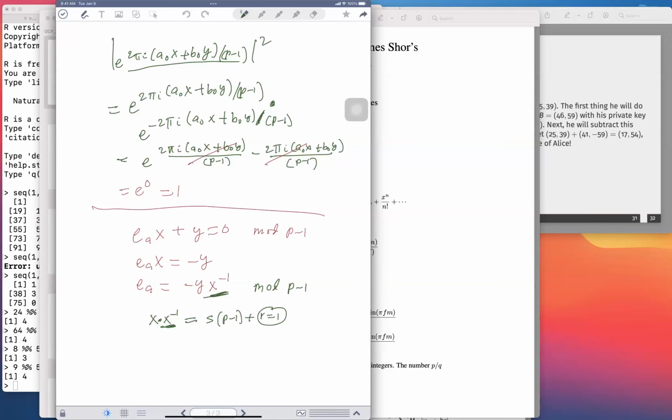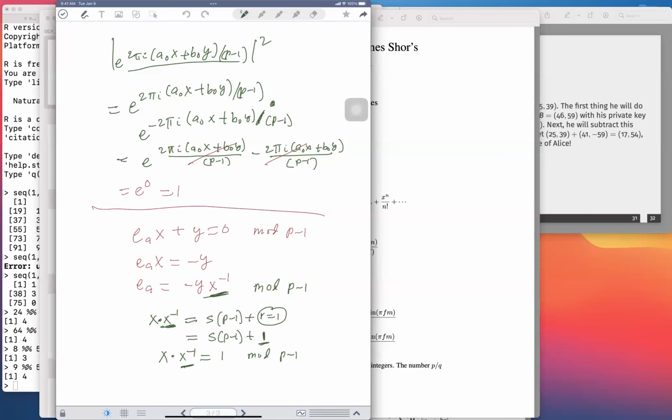Okay? So this is some number s, which we don't really care, as long as it's an integer, multiplied by p minus 1 plus 1. So in other words, x times x inverse is equal to 1 modulo p minus 1. So that's the definition of x inverse.